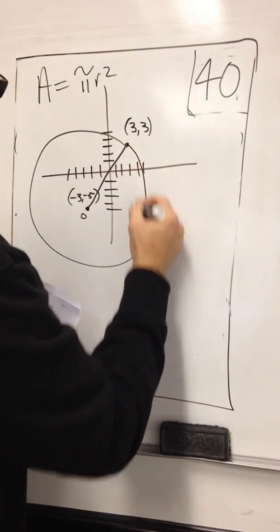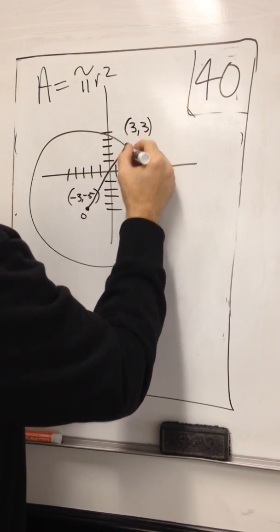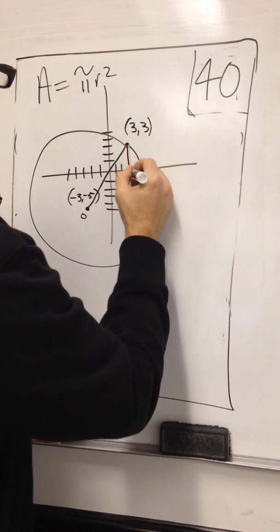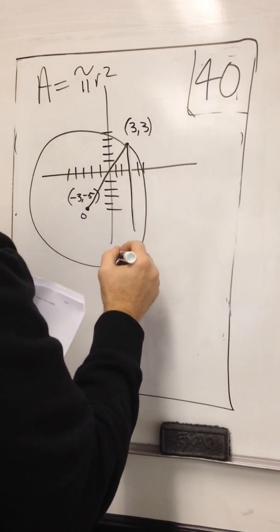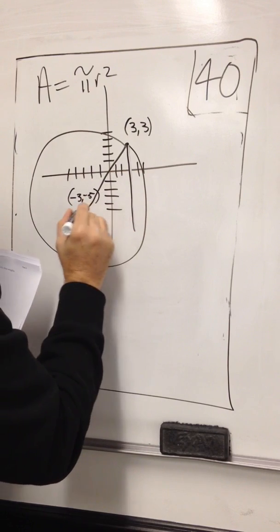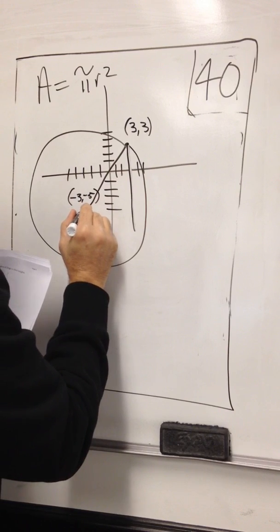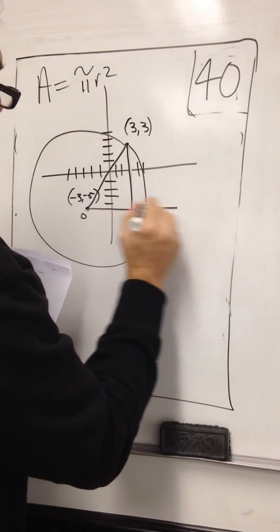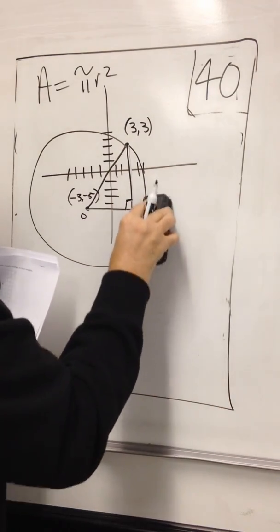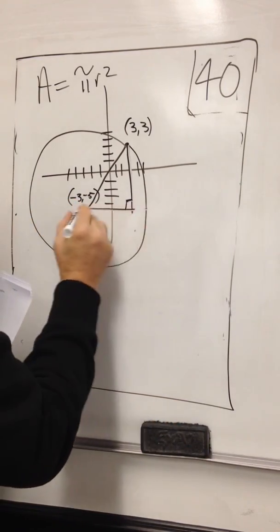Well, if we were to draw a line here that is parallel to the y-axis, it would go through point 3, 3. It would be everywhere where x is equal to 3. And if we were to draw another line here, parallel to the x-axis, everywhere where y is equal to -5, we would have a 90-degree angle.